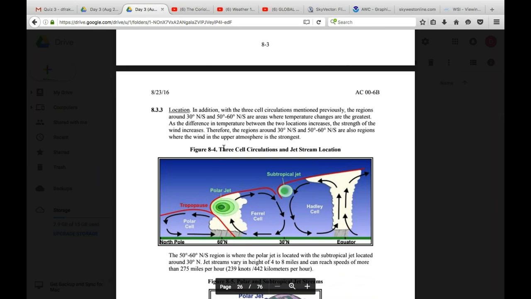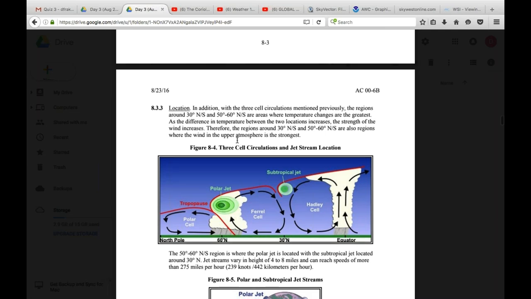So, in addition, with all three cell circulations mentioned above, the regions around 30 and 50 to 60 are areas where the temperature changes are the greatest. As the differences in temperature between the two locations increase, the strength of the wind increases. So therefore, the regions 30 and 50 to 60 are also regions where the wind in the upper atmosphere is the strongest.